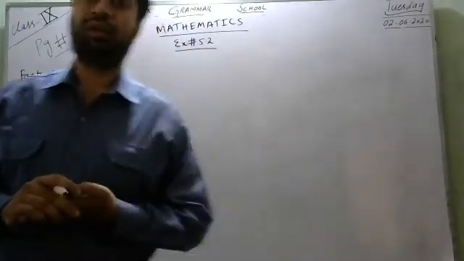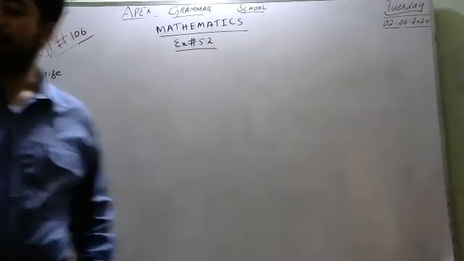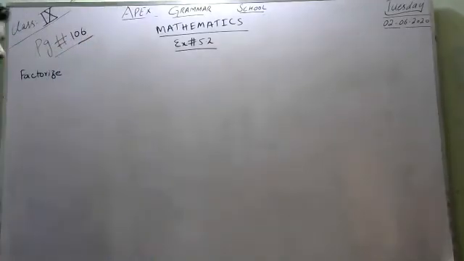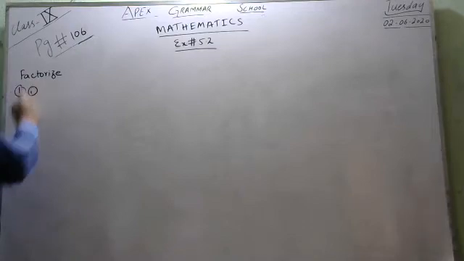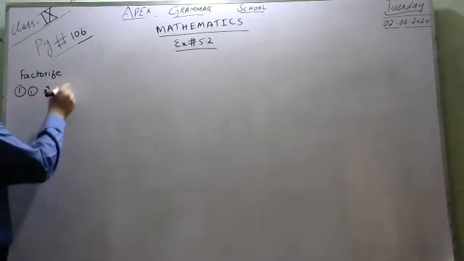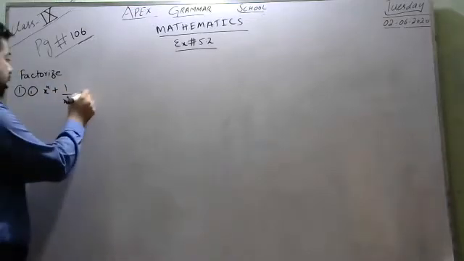Today we will talk about factorization, another mode of factorization for class 9 mathematics. At page number 1, exercise 5.2, question number 1 is to factorize x raised to the power 4 plus 1 over x raised to the power 4 minus 3.